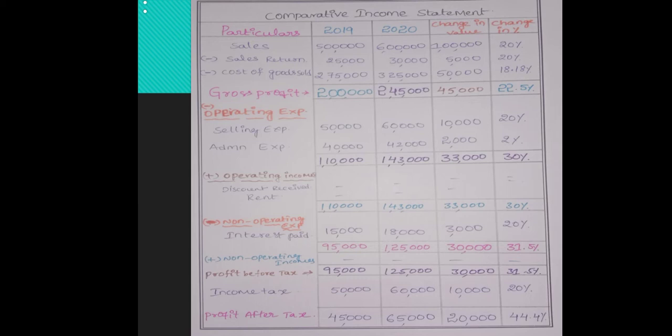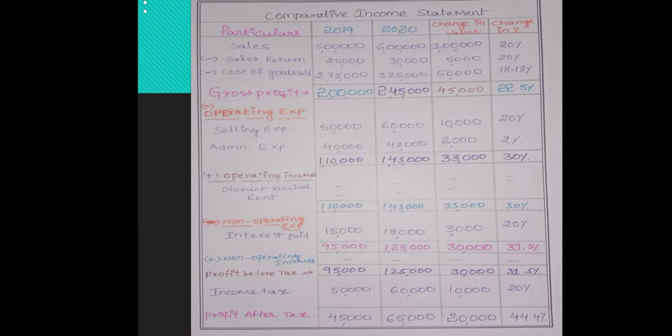Next, administration expenses. Administration expenses are also one kind of operating expenses. So the base year amount is 40,000, current year amount is 42,000. 42,000 minus 40,000 we get 2,000 as the change in value, 2% is the change in percent. So like that, there are no operating incomes, so nil. And the same amount will be entered in operating incomes. Next, non-operating expenses.